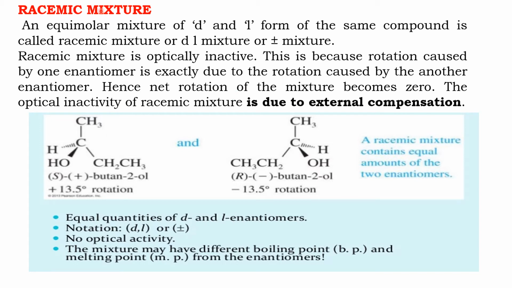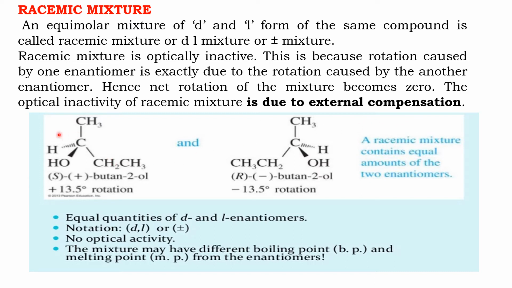So we have discussed what a racemic mixture is. An equimolar mixture of dextro and levo of the same compound is called a racemic mixture, and a racemic mixture is optically inactive, and the rotation will be cancelled each other. Hence the net rotation of the mixture is 0. Or we could say the optical inactivity of a racemic mixture is due to external compensation. One on the left direction, one on the right direction. Hence they get cancelled each other. It is called external compensation.